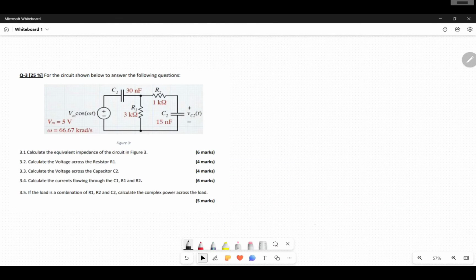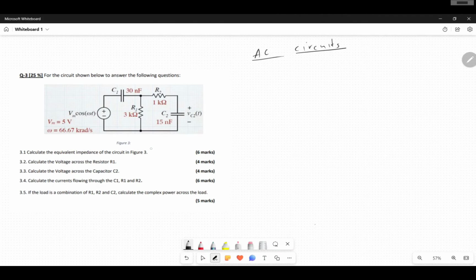So in this video I'll be solving some circuit problems. These ones we'll be working with AC. I'm using a different system, so my pen will be a problem. This is an AC circuit that we're working with.